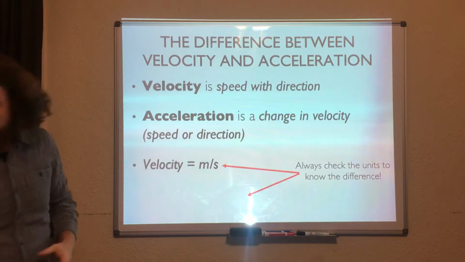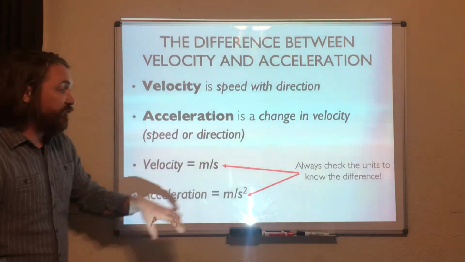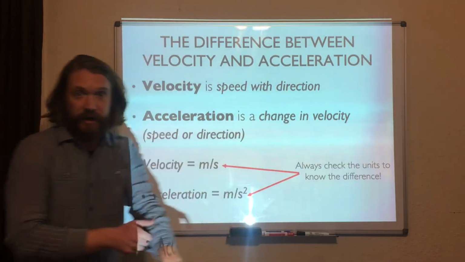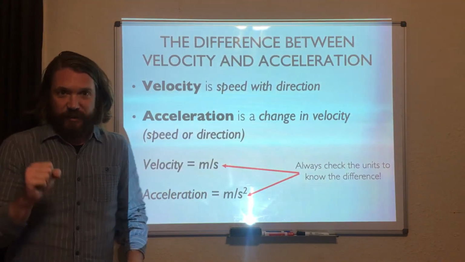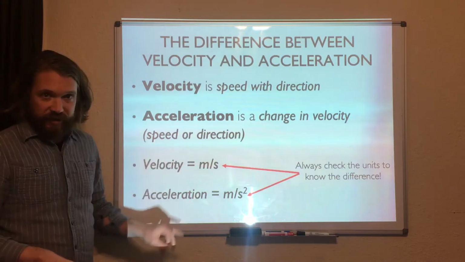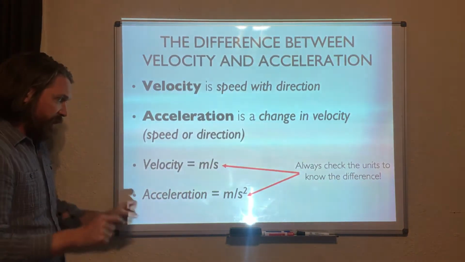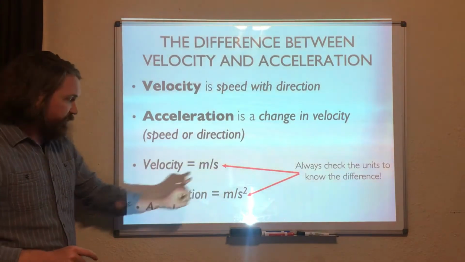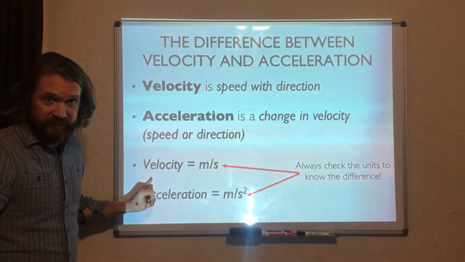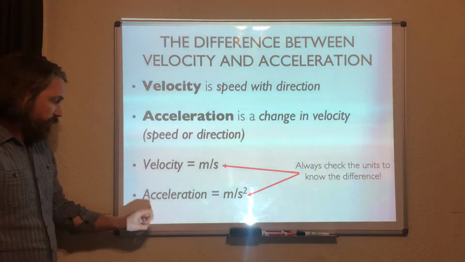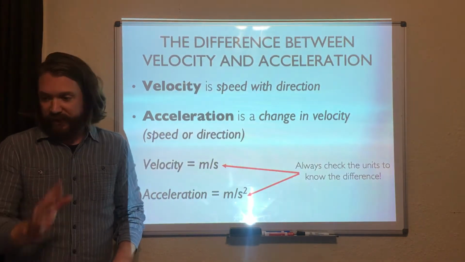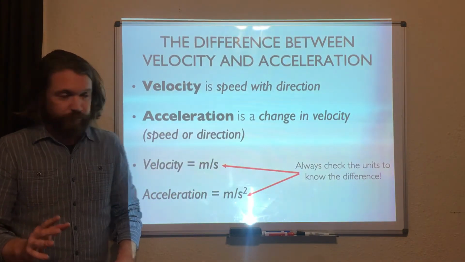The big thing to notice here, and something you should always check whenever you're doing these problems, are your units. You're going to hear me say this a lot throughout the year. If you check the units, you'll know what you're talking about. Whenever you see meters per second, that's always going to be a velocity. And whenever you see meters per second squared, that's always going to be an acceleration.